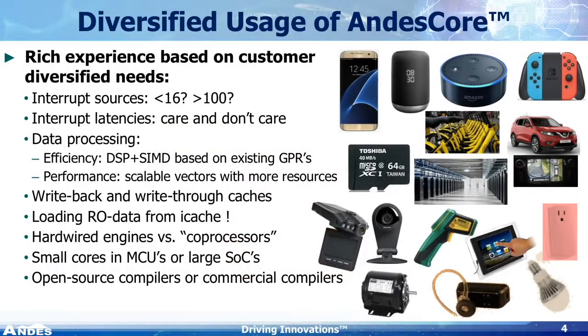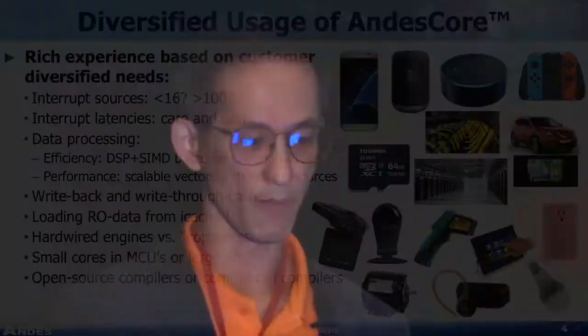And then there's hardware engine versus coprocessor, which one is better. Also, a small processor could be the only processor in a simple MCU, or it could be many instances in a large SoC. So they all have different requirements.